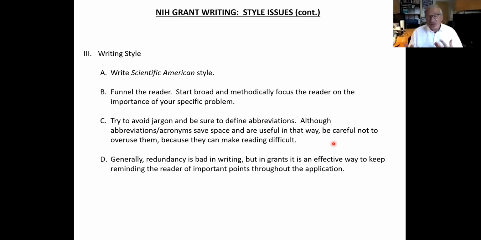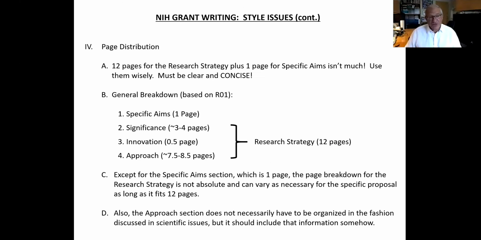I mean, abbreviations and acronyms are space saving, but if you overuse them, it can be really difficult to read the document. So use them judiciously. And generally redundancy is to be avoided in writing, but in grant writing, it can be an effective way to keep reminding the reader of important points throughout the application.